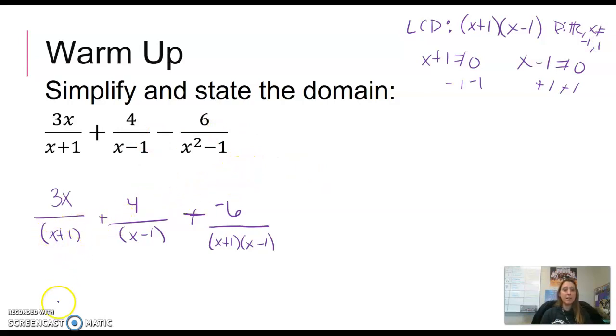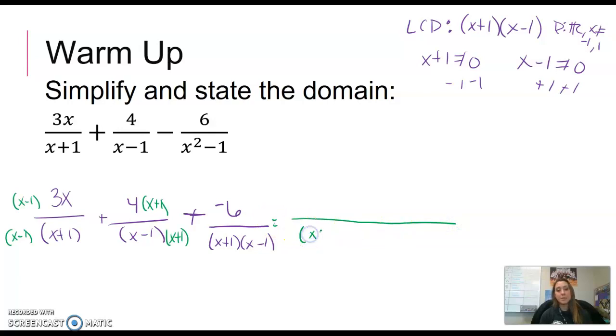So now I just have to come back here, and I'm going to have to multiply by whatever's missing in the denominator. So I already have an x plus 1, so I need to multiply by an x minus 1 here. And I'm going to do that here. And then this one already has an x minus 1, but it's missing an x plus 1. So I'm going to do x plus 1. And this one is missing nothing. So now I have my common denominator, which is x plus 1, x minus 1. I have it right here, here, and here.